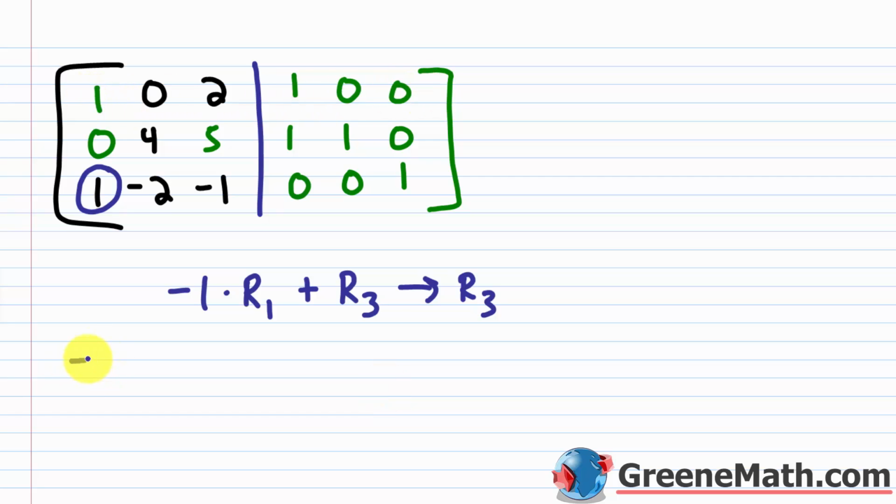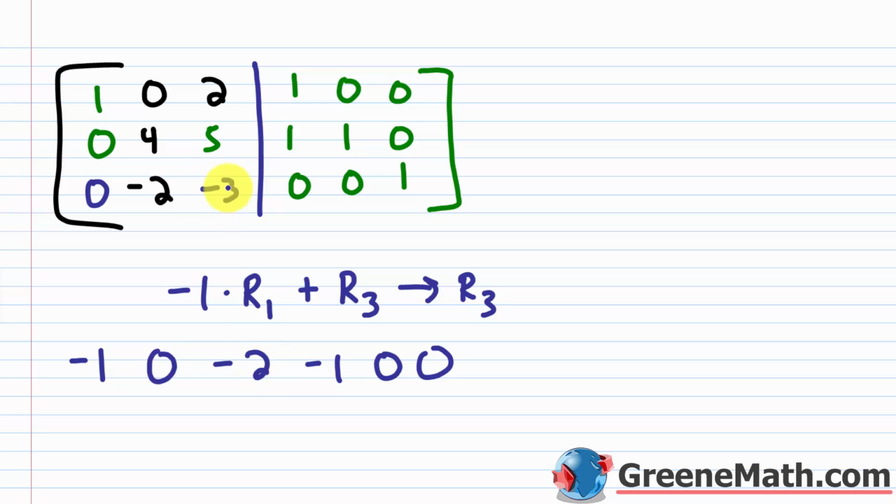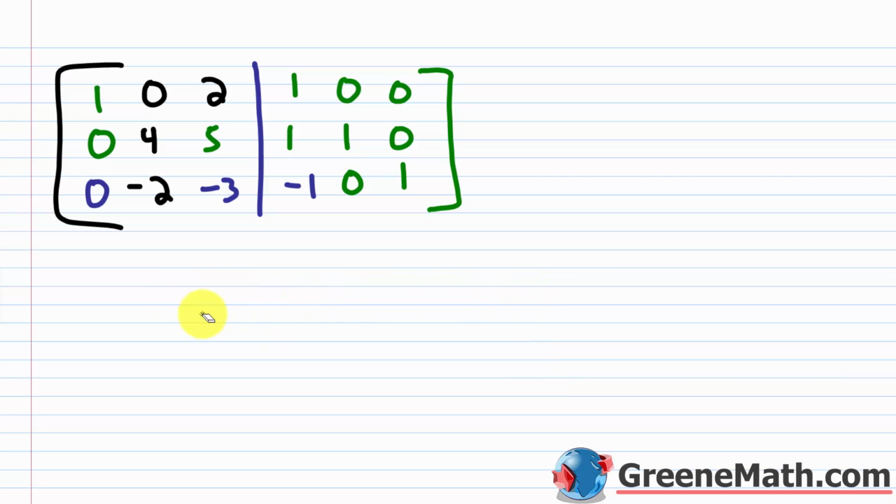So 1 times negative 1 is negative 1. 0 times negative 1 is 0. 2 times negative 1 is negative 2. 1 times negative 1 is negative 1. 0 and 0, if I multiply either of those by negative 1, I get 0. Okay, so those are going to be your entries that you add to this row. So negative 1 plus 1 is 0. 0 plus negative 2 is negative 2. Negative 2 plus negative 1 is negative 3. And let me just erase these because we're done with them. Okay, and then negative 1 plus 0 is negative 1. And then obviously if I add 0 to something, it's unchanged, so I don't need to worry about the rest of those.